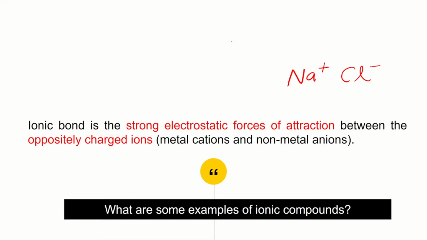Together, these cations and anions form very strong electrostatic forces of attraction, resulting in high melting point and boiling point. So they exist in solid state. Some examples of ionic compounds are sodium chloride, potassium chloride, iron(II) oxide, and so on.